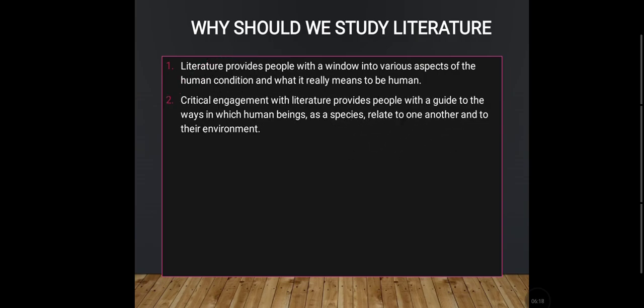Literature again helps people be guided in the ways in which human beings as a species relate to one another and to their environment. It helps us to be cooperative with one another. It helps us to be in harmony with the environment. So we learn through literature that sometimes we need to take care of the trees, we need to take care of the animals that are surrounding us, perhaps after reading a particular story. So through literature, we can be introduced to those aspects.